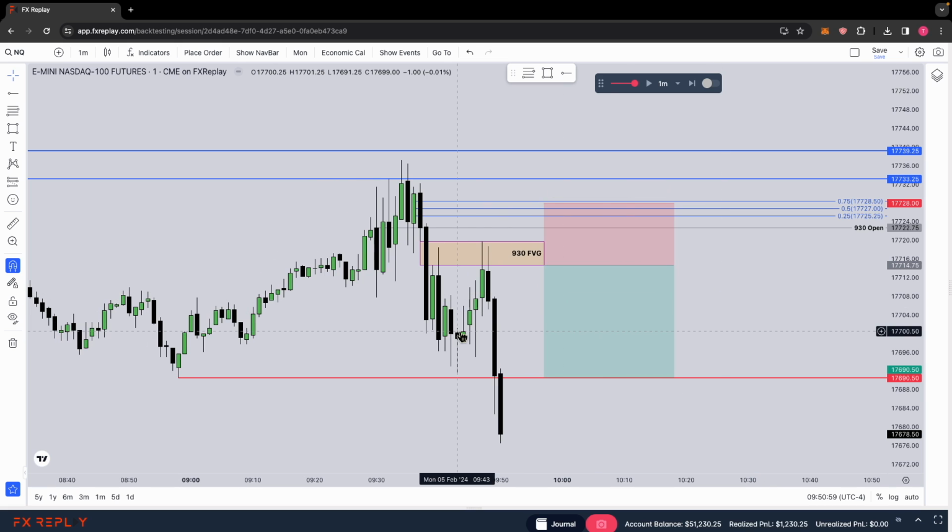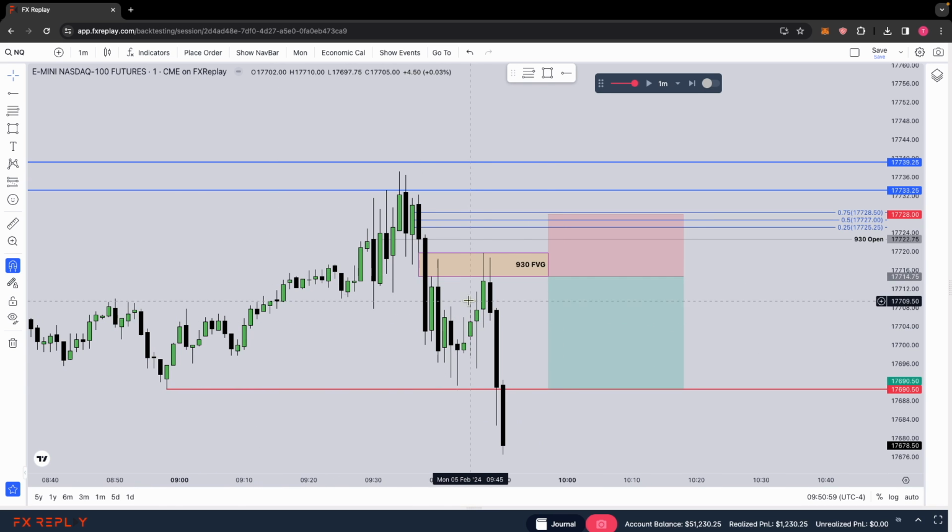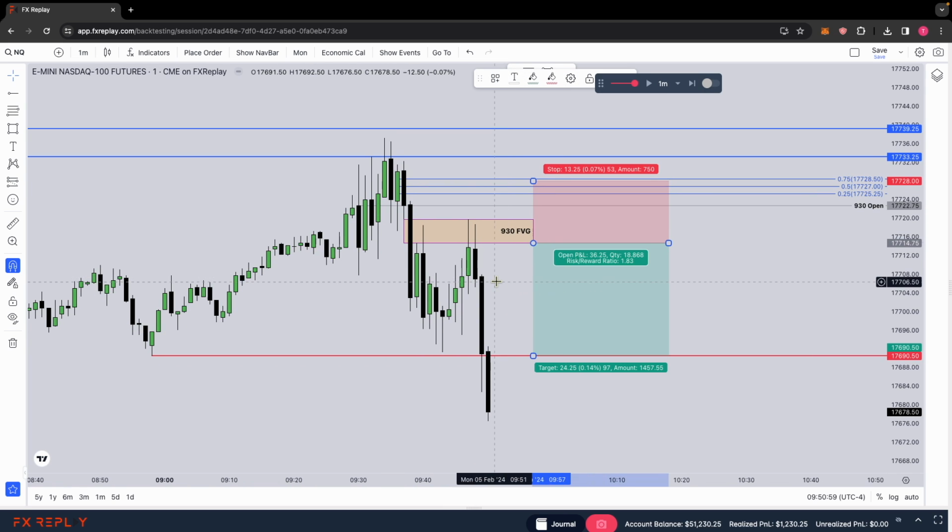Okay. So another good example of how the 930 fair value gap is utilized by the algorithm. Just a quick note here. Look at how we wick up into it initially, fell just short, left those relative equal lows. We did come back up into it. It looks like we got exactly the high. But look at the bodies after we wick into it. All right. So another good example here.